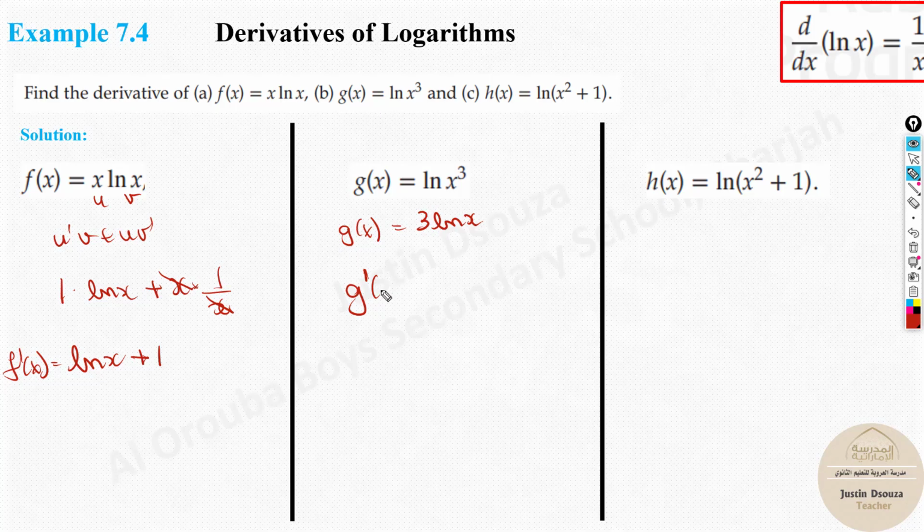Now we will derive g dash of x. 3 is a constant. Leave it. What is the derivative of ln x? It is 1 by x. So the answer is 3 by x. So simple.